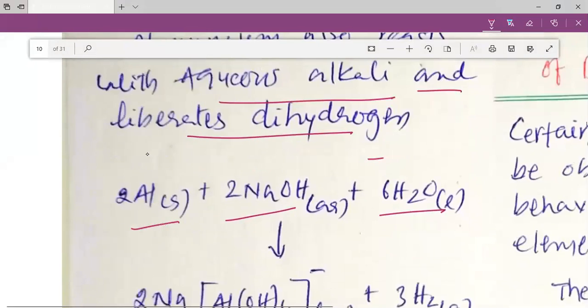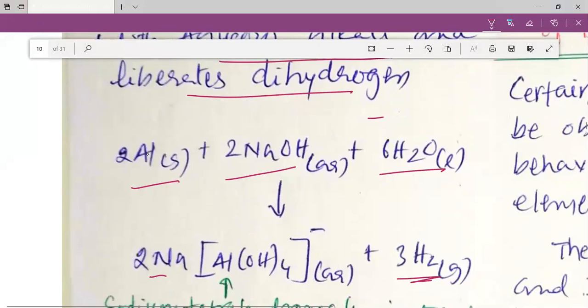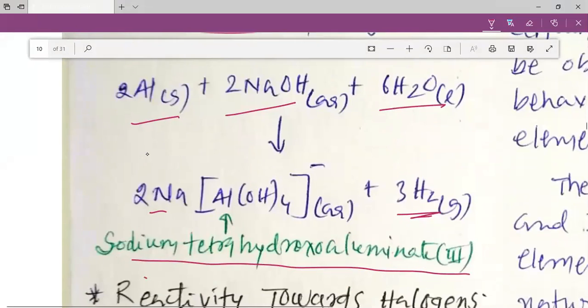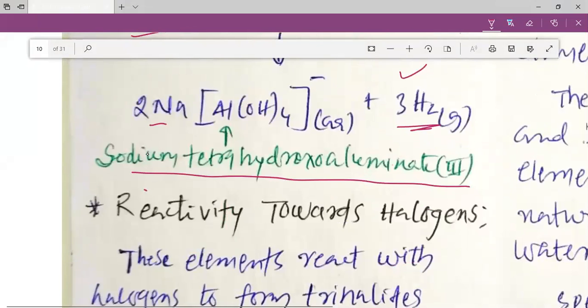Aluminum reacts with alkali, my dear students. So aluminum reacts with alkali and liberates hydrogen gas. You can see this reaction, that when aluminum reacts with 2 NaOH and 6 H2O, it produces 2 Na[Al(OH)4] and 3 hydrogen. This compound is known as sodium tetrahydroxoaluminate(III).